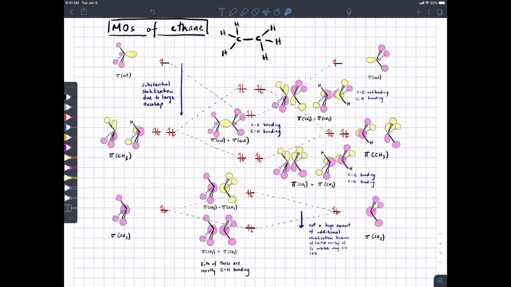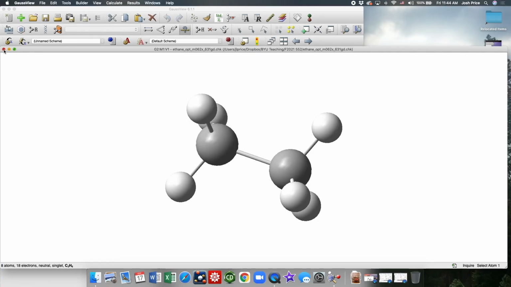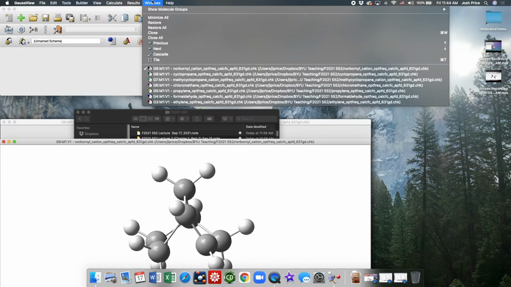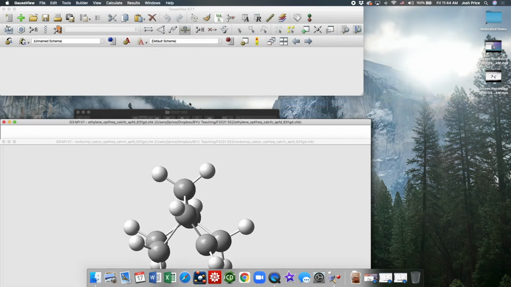Okay. Samantha, do you have a follow-up question on all of that? Okay. So I'm going to have to stitch together a lot of these for ethane. I uploaded tons of molecules here because I didn't know how far we'd get. Let's look at ethylene.